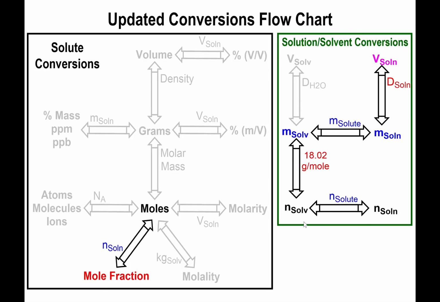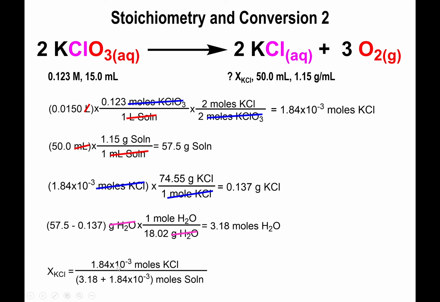Alright, so we're almost there. Now that we have the moles of the solvent and the moles of the solute, all we need to do is add them together to get the moles of the solution. And once we add together the moles of the solvent and the moles of the solute, we get the moles of the solution. To get the mole fraction, divide the moles of the solute by the moles of the solution, and this will give you a unitless number that is less than 1. In this case, we're talking about 5.78 times 10 to the negative 4. Alright, that concludes this specific example.